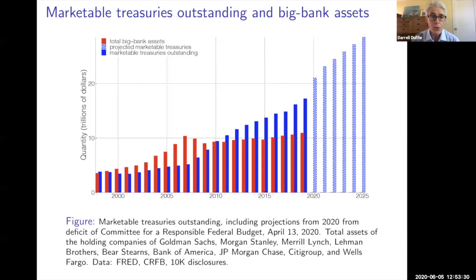Now let's turn to the red bars. These are the balance sheets, that is total assets, of the largest US bank holding companies, whose names are listed at the bottom of the slide. And these are basically the main providers of liquidity for the treasury market. And you can see there's two phases in the growth of the red bars. There's the period leading up to the financial crisis of 2008, where the balance sheets of the largest dealers, which are divisions of these holding companies, basically tripled in the period covered by this slide up to the financial crisis.